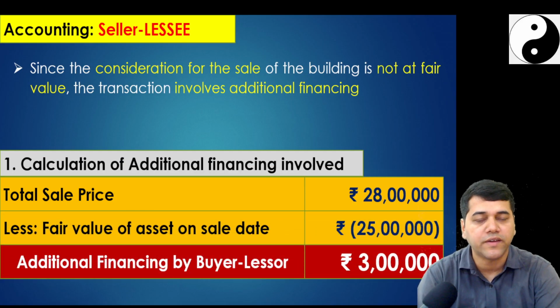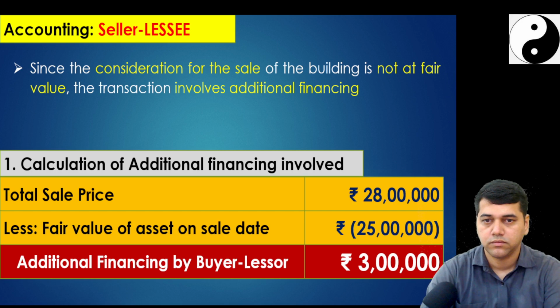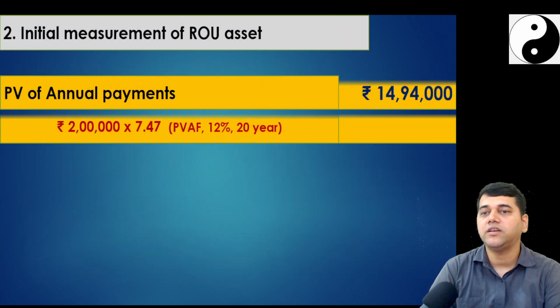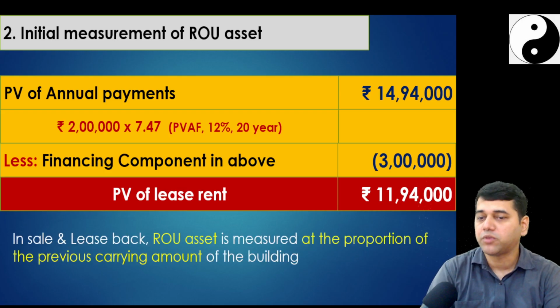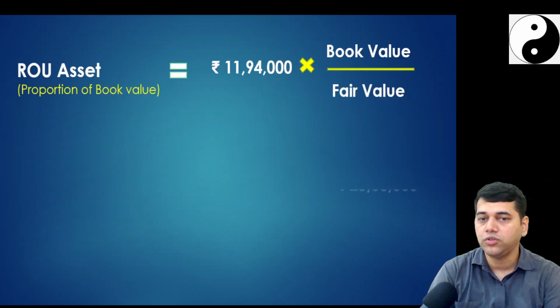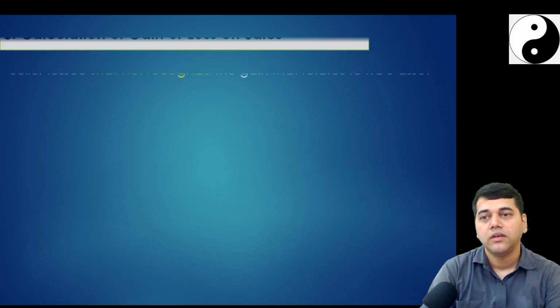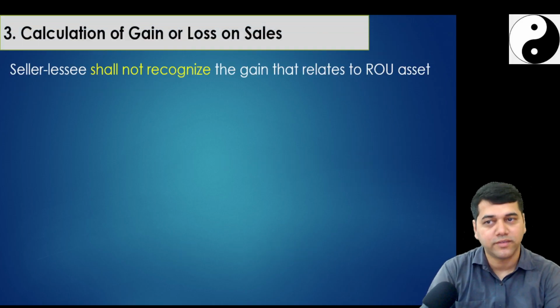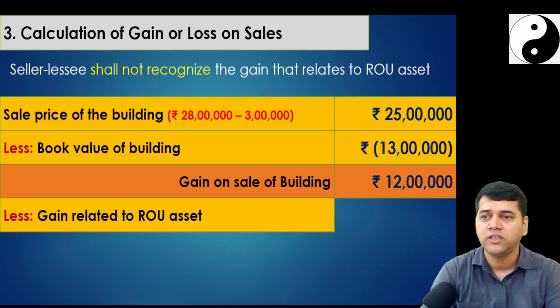So first your additional financing will be 3 lakhs. Then you will calculate. You check the ROU initial measurement: 14 lakh 94 minus 3, 11 lakh 94. 14 lakh 94 they only gave you. So you are going to take the proportionate value to the book value. That proportionate value comes to 6 lakh 2880. Then gain or loss on the sale: the seller shall not recognize the gain, or recognize the gain only to the extent. So I have changed it.